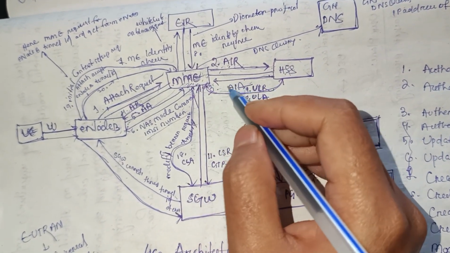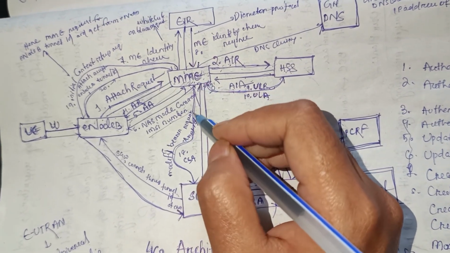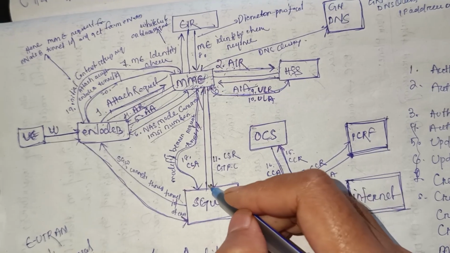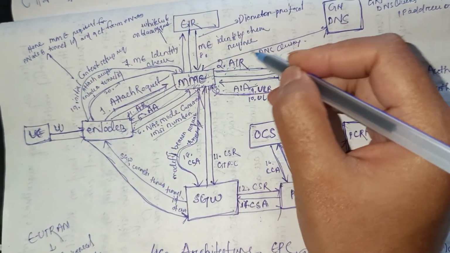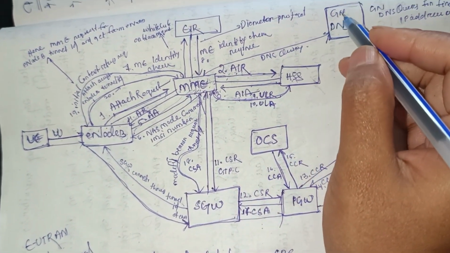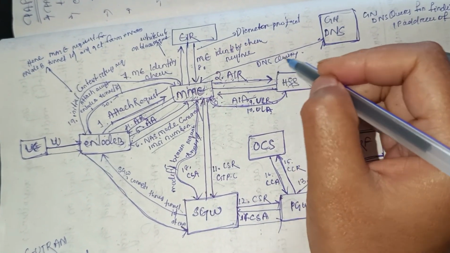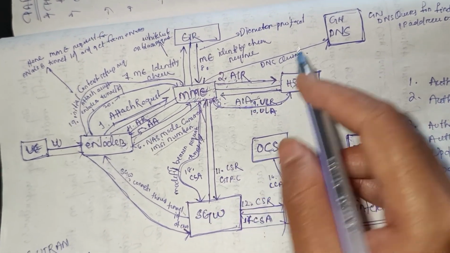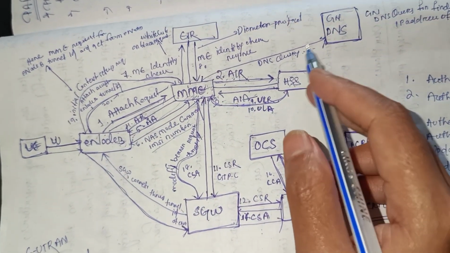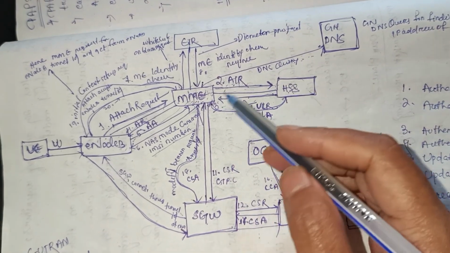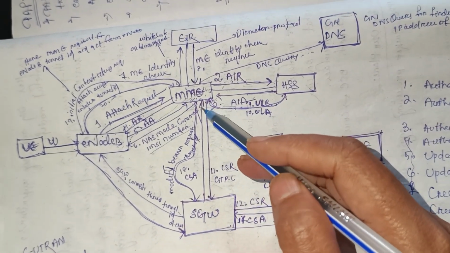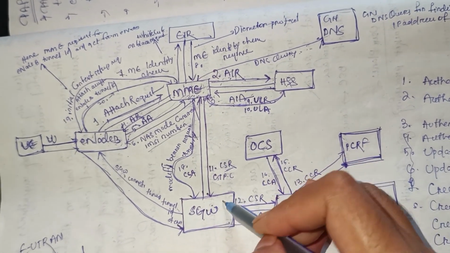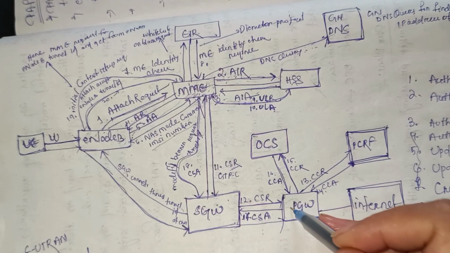Then after all these things, MME will send the create session request to SGW. So how will MME find the correct location of SGW? For that, MME will send a DNS query to find out the correct location of the SGW. After that, MME gets both the SGW and PGW location. As per that given location, MME will send the CSR, create session request, to SGW. Then SGW will forward that create session request to PGW.